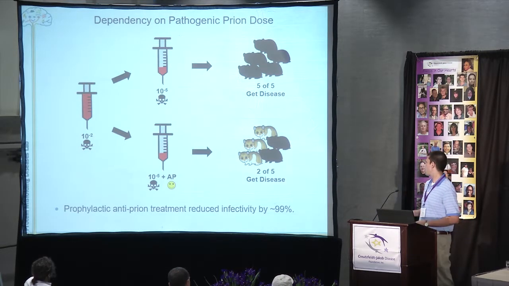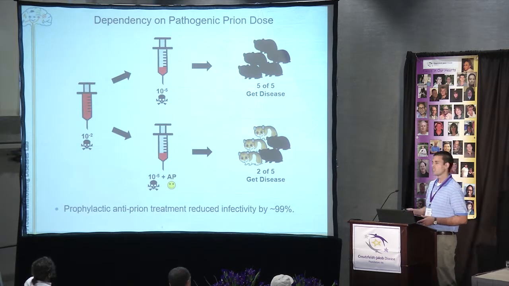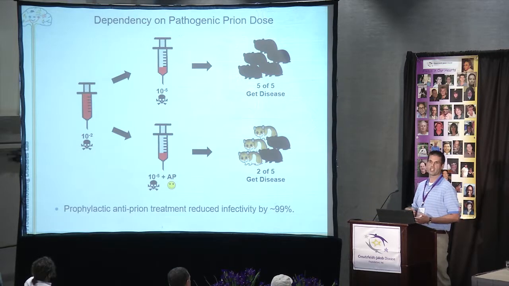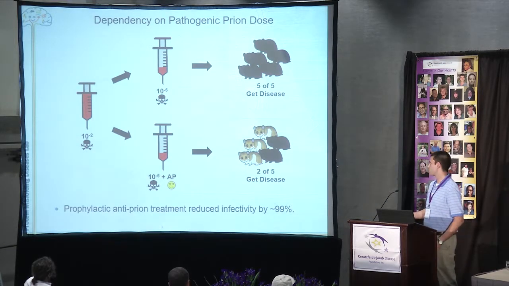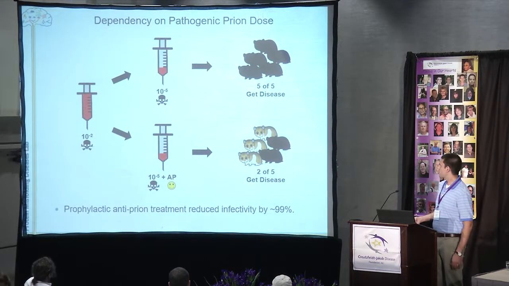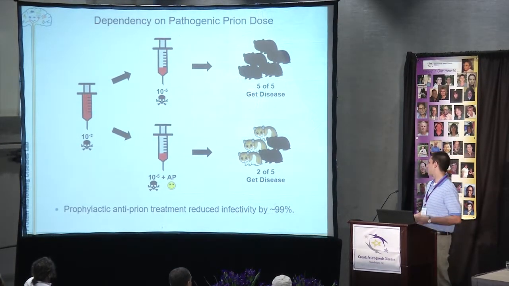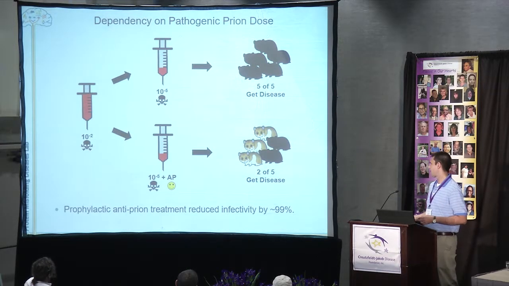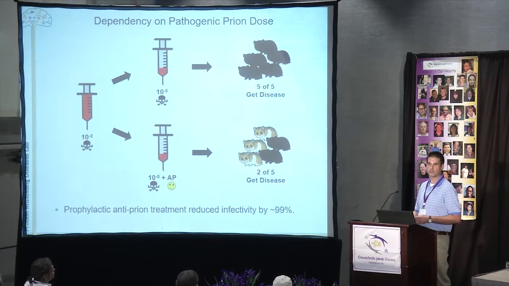We injected with the antiprion 60 days before injecting with 10 to the minus 5 pathogenic prions. And what we found this time is that it completely prevented disease in 3 out of 5 animals. So for 600 days, you see no sign of disease in the hamsters. So it's basically prevented the disease. So by doing calculations and estimates based on our bioassays, we're able to find that 99% of prion infectivity was being reduced.